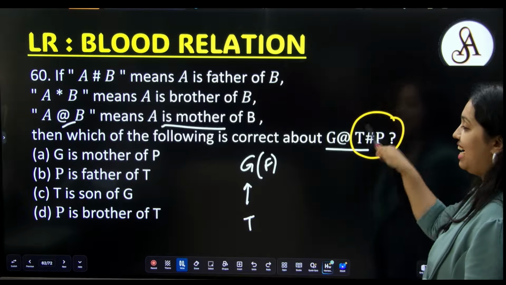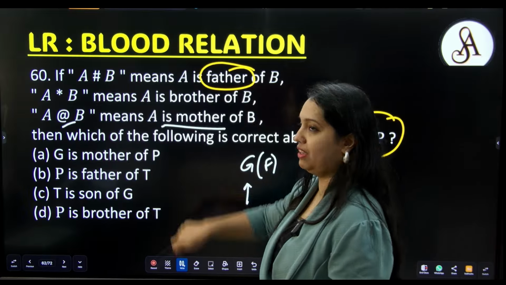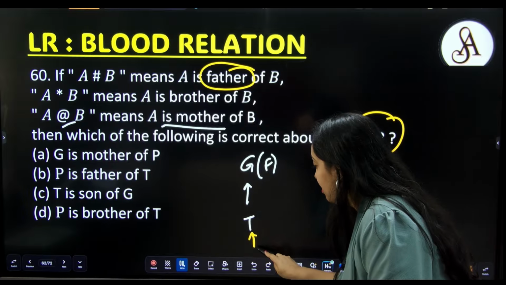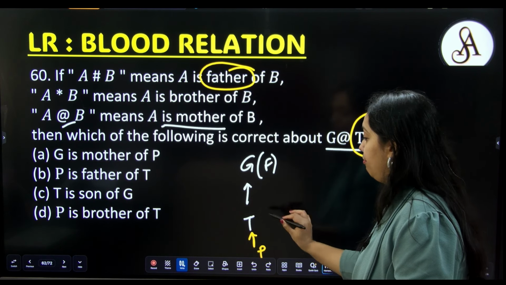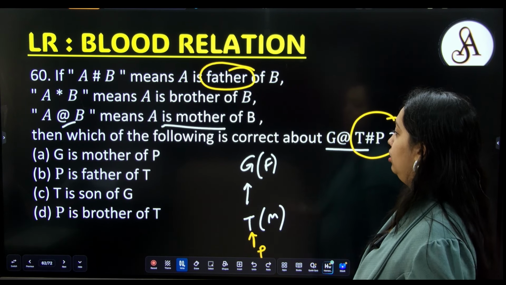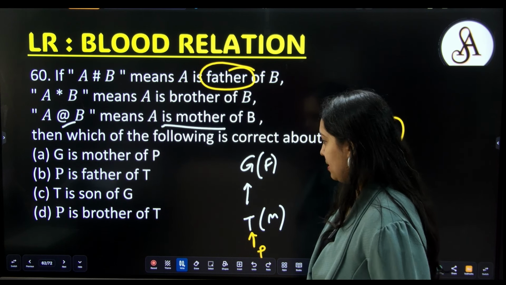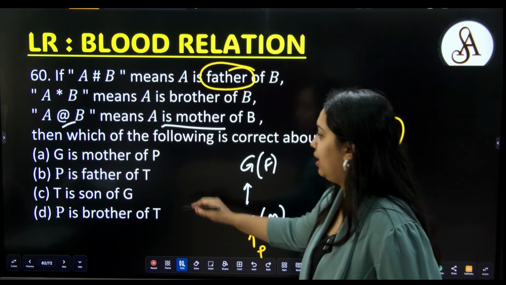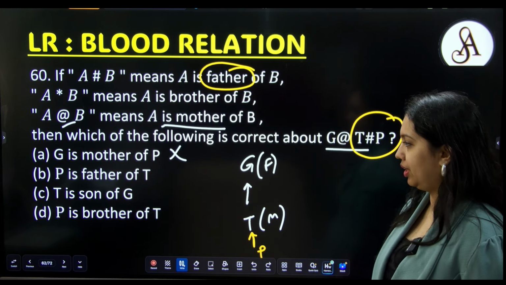Next, T hash P. What do you mean by hash? Father. T hash P, T is father of P. Father, male person. So which of the following is correct? Option A. G is mother of P. No, G is grandmother. Next.